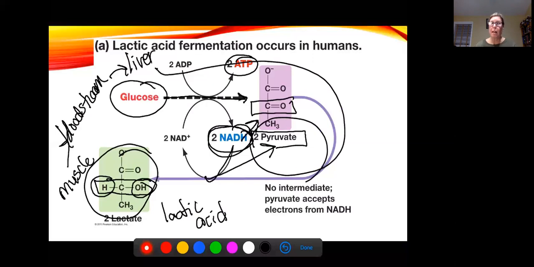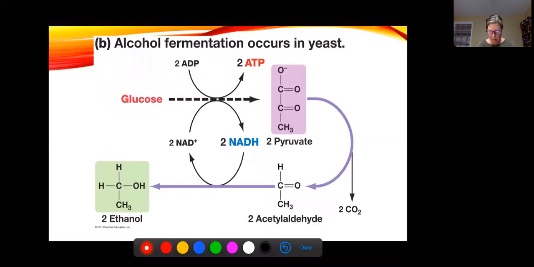Right. So this is our backup plan if we are low on oxygen. But like I said, we cannot use that forever. And you see when athletes start cramping up or hitting the wall, that means they're done. We don't have enough ATP, even with fermentation here, lactic acid fermentation. You cannot keep this up.